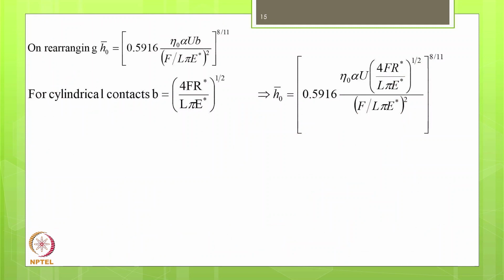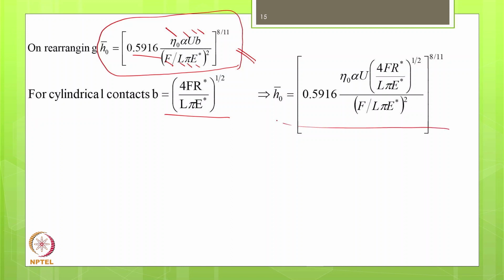If you further simplify and rearrange, this is a real equation, that h bar and the h0 bar can be given in terms of 5.91 eta 0 alpha u b f L pi E star bar. Now this is what we are getting from those equations with the help of the Cameron book. This we already know. We substitute this value, we get a very complicated expression.